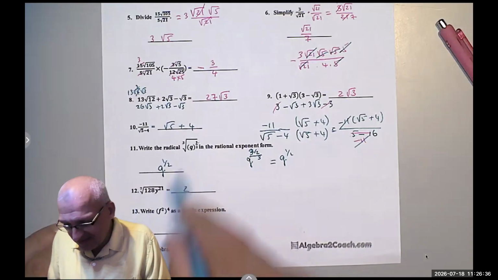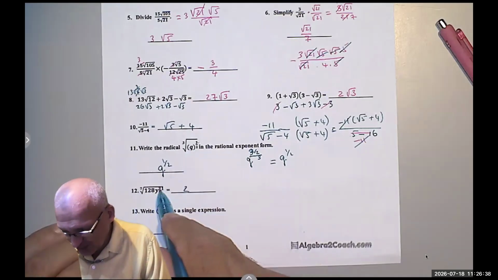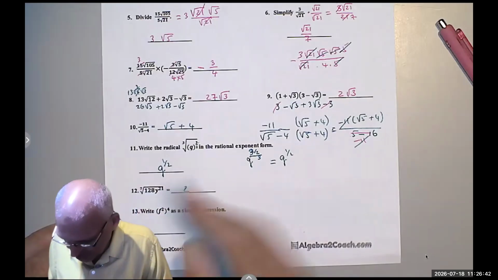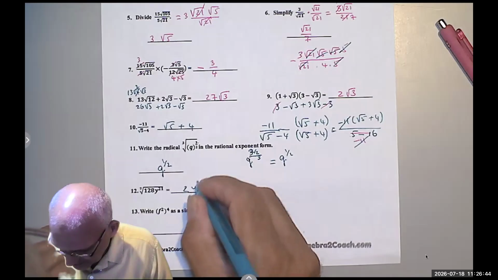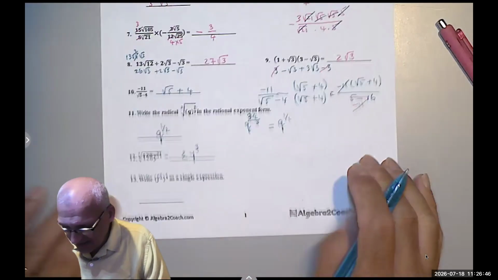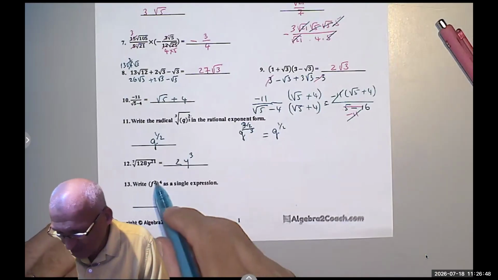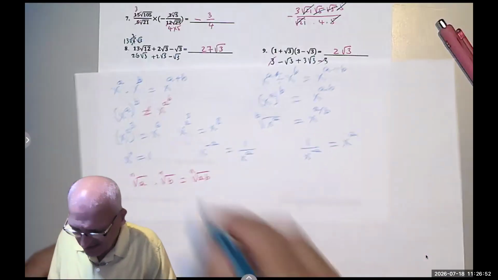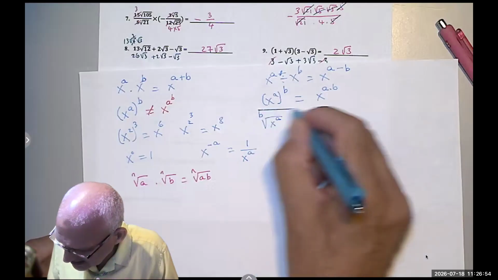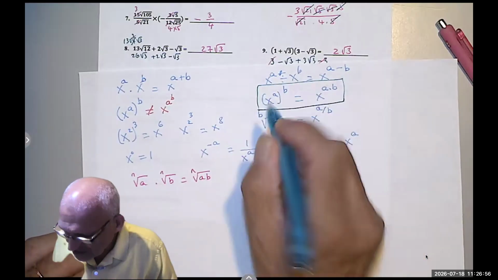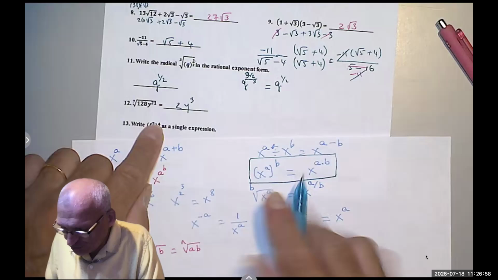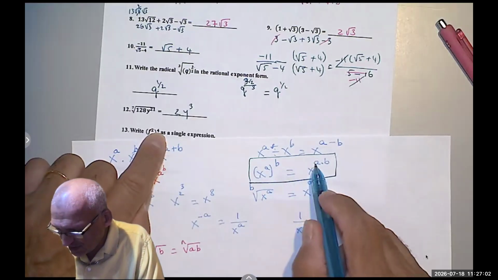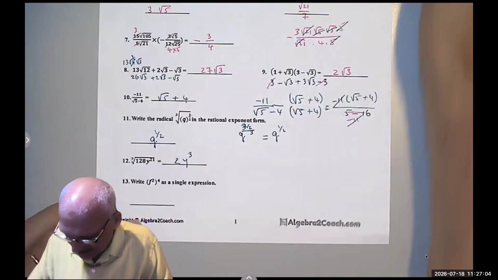This guy is the same as that guy. Y to the 21 divided by 7. 21 over 7 is 3, so y cubed. And the last one, write f squared to the 4 as a single expression. We just said it here. So if a is 2 and b is 4, a times b is 2 times 4. So it's f to the 8.